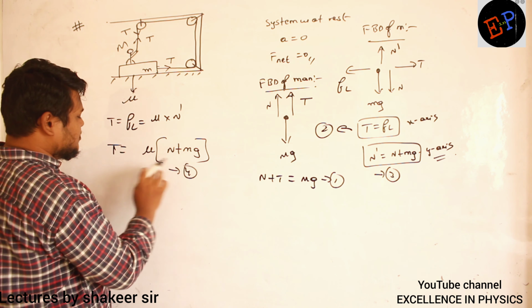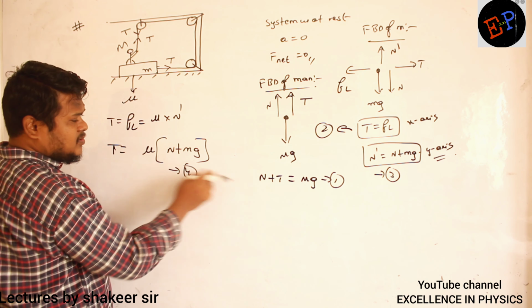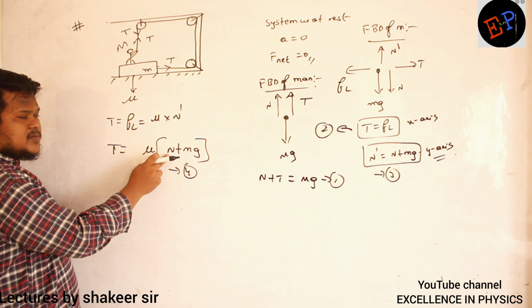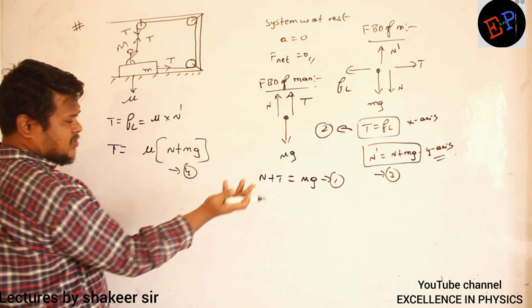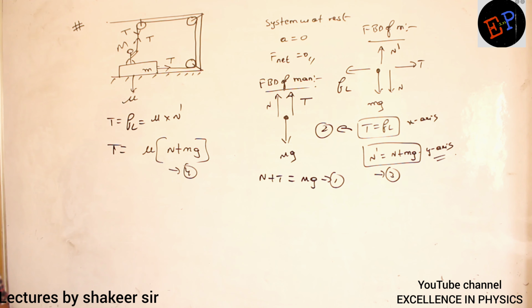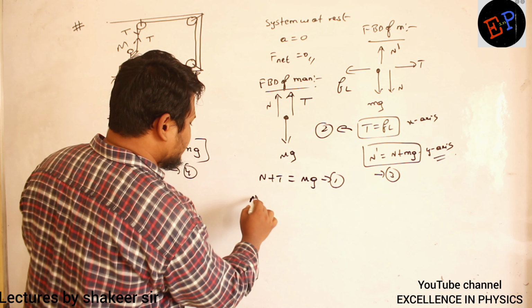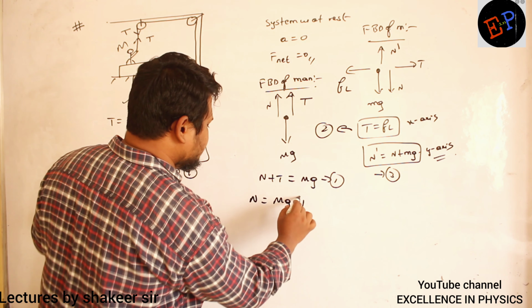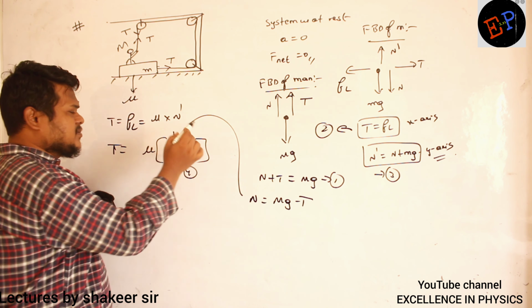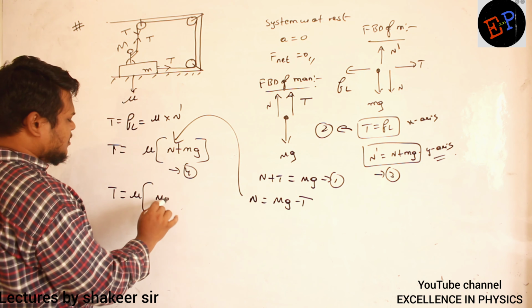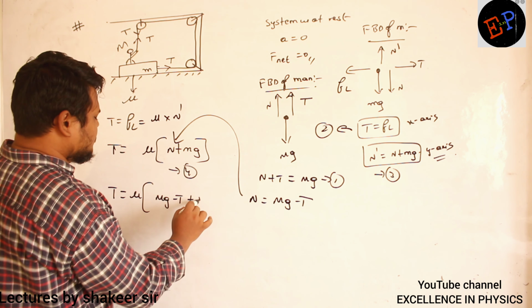Now you see equation number 1 and equation number 4. Only two unknown quantities are there, no? T is one unknown quantity, N is also an unknown quantity. Two unknown quantities, two equations. Now you can solve very easily. What do I want actually? I want T. So take this N value, capital Mg minus T, and substitute here. So T is equal to mu into (Mg minus T plus small mg).